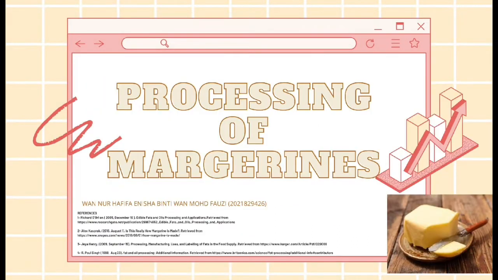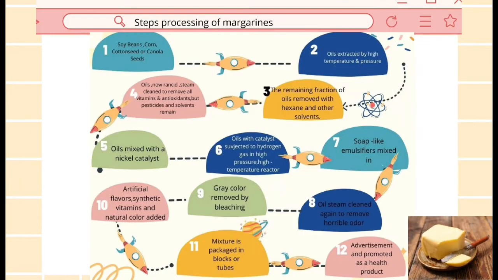So let us move on to the processing of margarine. Firstly, several vegetable components are used in the production of oil for the manufacturing of margarine, for example soybeans, corn, cottonseed, or canola seed. This oil would likely have been extracted at high pressure and temperature with a solvent. Most edible oil production uses what is known as food-grade hexane to extract this oil.